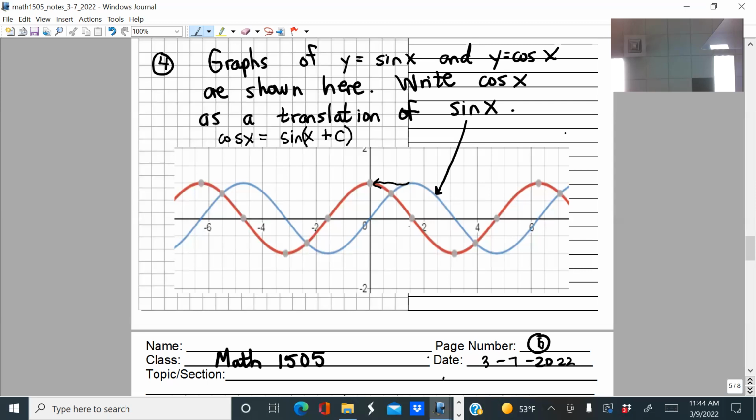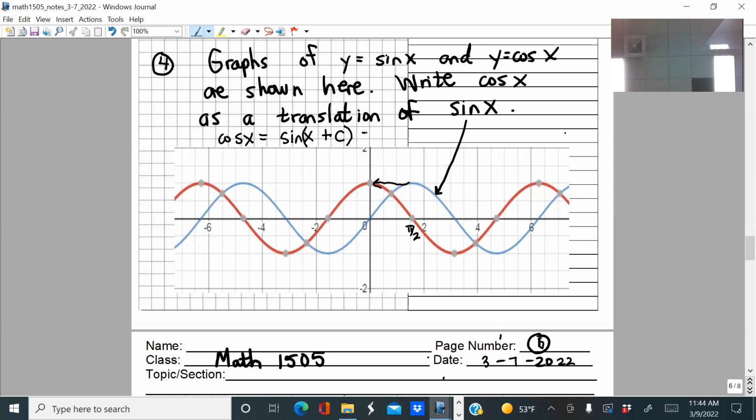So this point here on the x-axis is pi over 2. That's where the sine curve hits 1. That's also where the cosine curve hits 0, remember? Okay. So this distance is pi over 2.